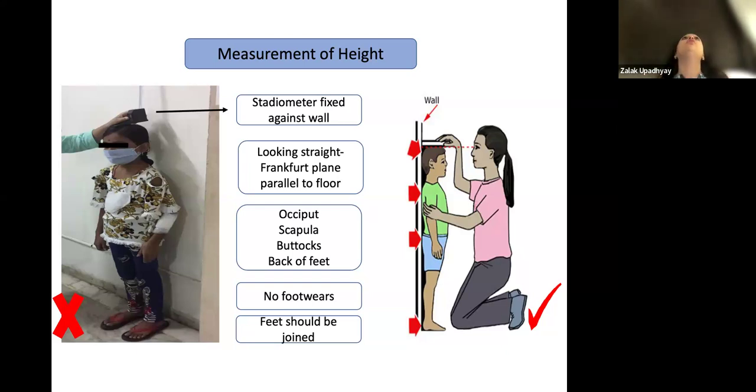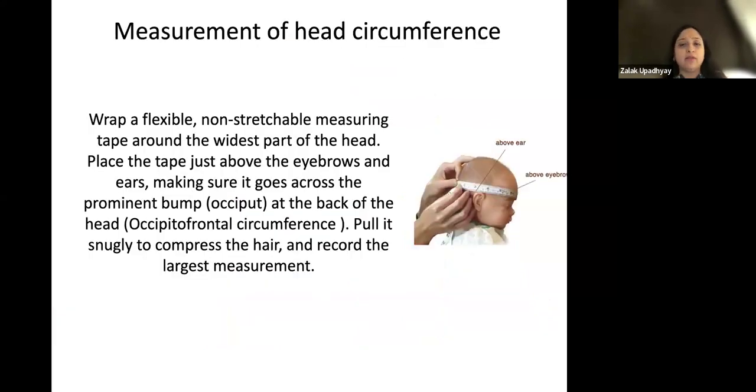So the child should not look up nor down. This Frankfurt plane should be parallel to the floor. The occiput, scapula, buttocks, and back of feet all should touch the back of the stadiometer. No footwear, and feet should be joined. This is how ideally we take the height of the child, as shown in the picture. We should have a stadiometer in our setup, and it is important that every pediatric setup should have a stadiometer. For weight, we usually have digital weighing scales nowadays, and that is to be used.